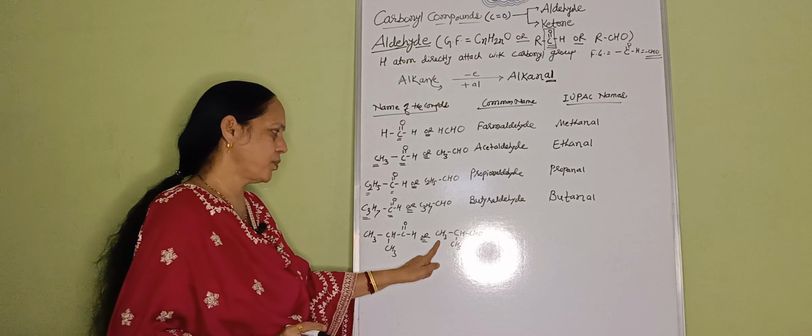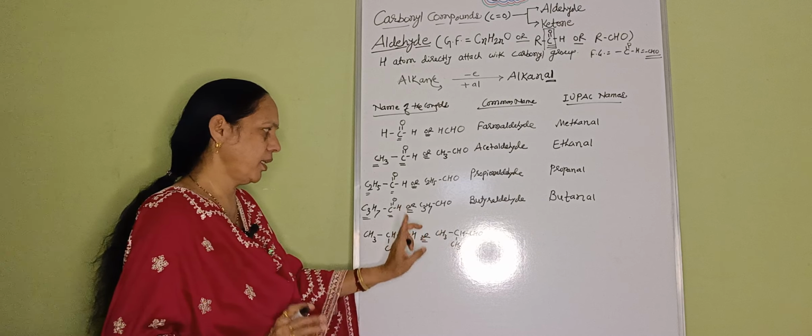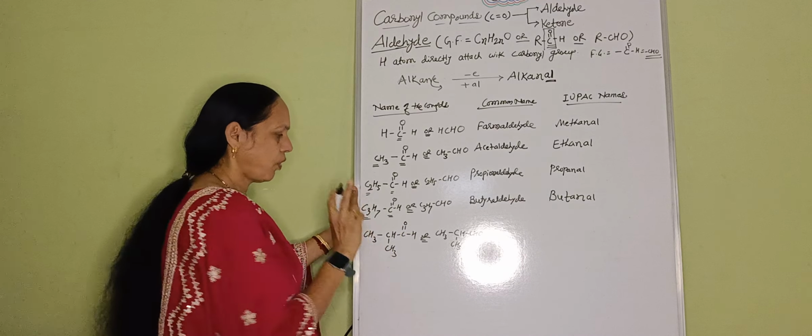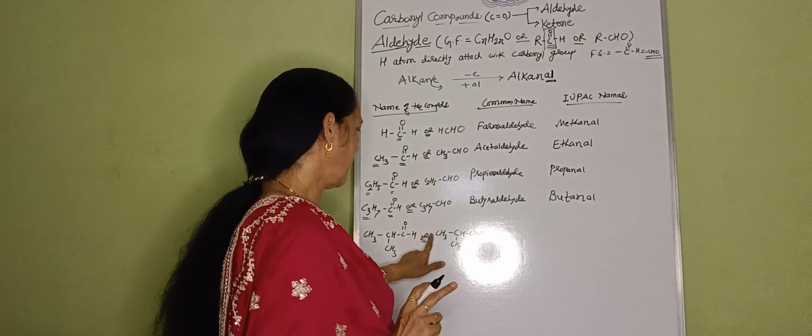Here, how many methyl groups are attached? 1 methyl, 2 methyl groups are attached. Okay, valency is already filled. Now, the common name. What is the common name? The common name is methyl.